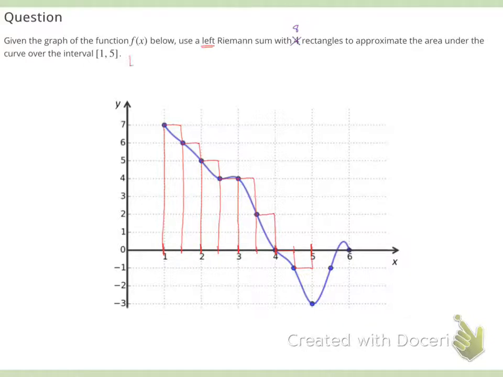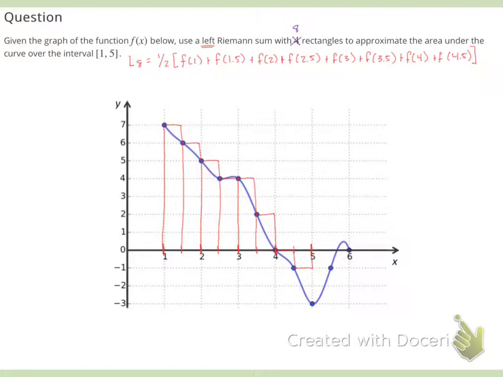So we are finding the left Riemann sum at 8. The width of all the rectangles is 1/2. And we are going to find f of 1 plus f of 1.5. So notice I'm taking the leftmost x value of the subinterval. f of 2, f of 2.5, f of 3, f of 3.5, I hope I don't run out of room, f of 4, and f of 4.5.